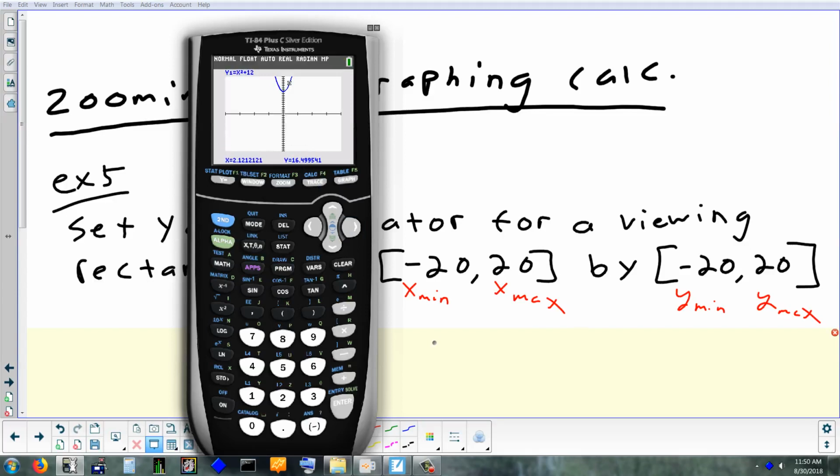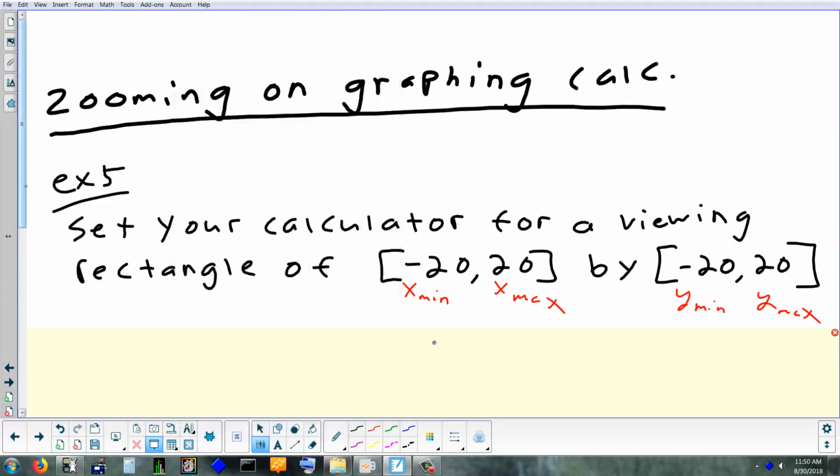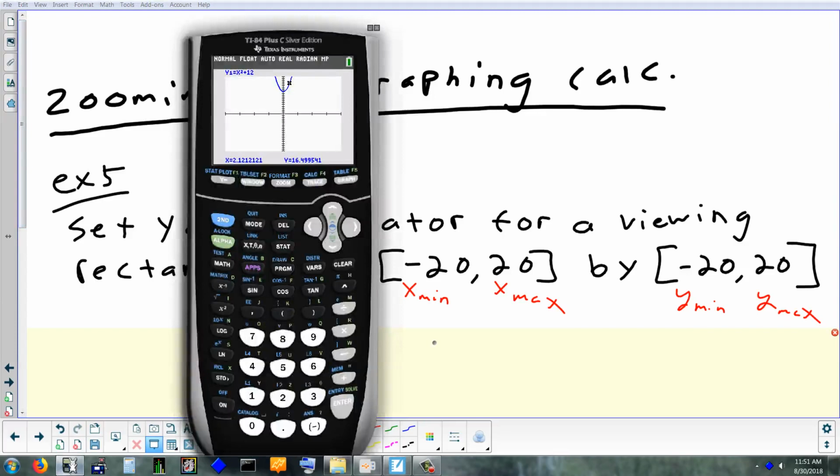I think if you press trace, you can even plug in an exact number. Like, let's say we plugged in 1. So we plugged in, we did what? Y equals x squared plus 12. So 1 squared plus 12 is 13. So if I plug in 1 and hit enter, it tells me y is 13. So that's another point, another coordinate on the parabola.